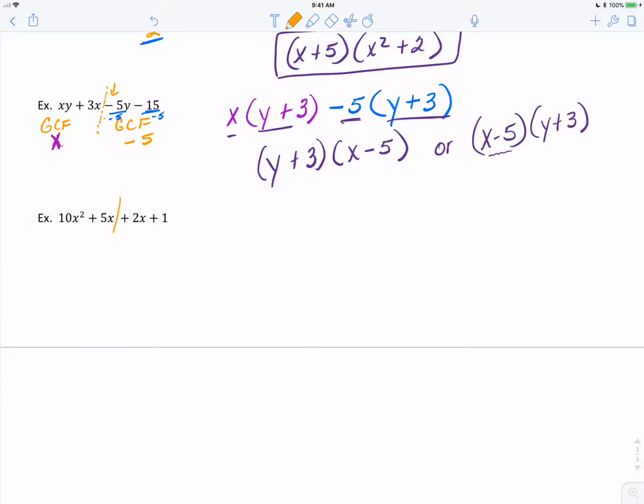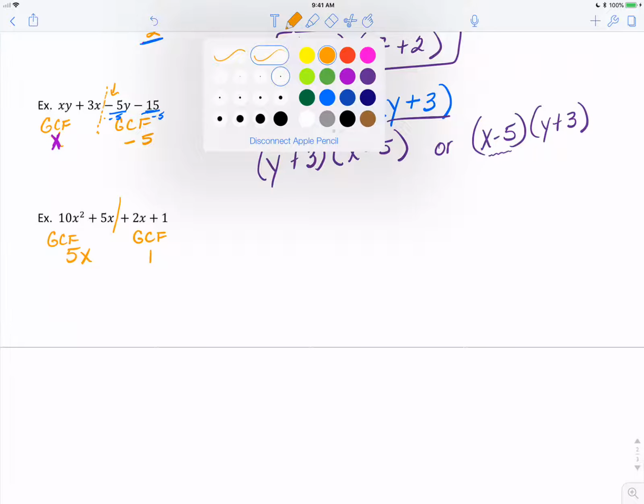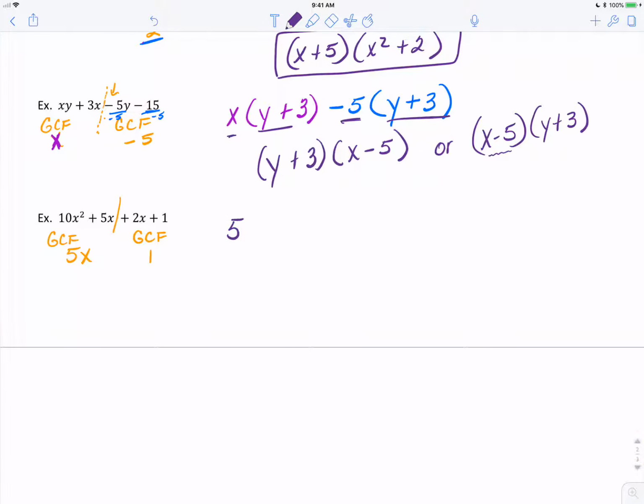Okay, last example, we have a GCF here of 5x. And what about this one? Well, we don't have a GCF there, but we might need one, so let's just take out a 1. And that's okay, we'll take out a 1. So let's take out a 5x on the first. That leaves us with 2x plus 1.